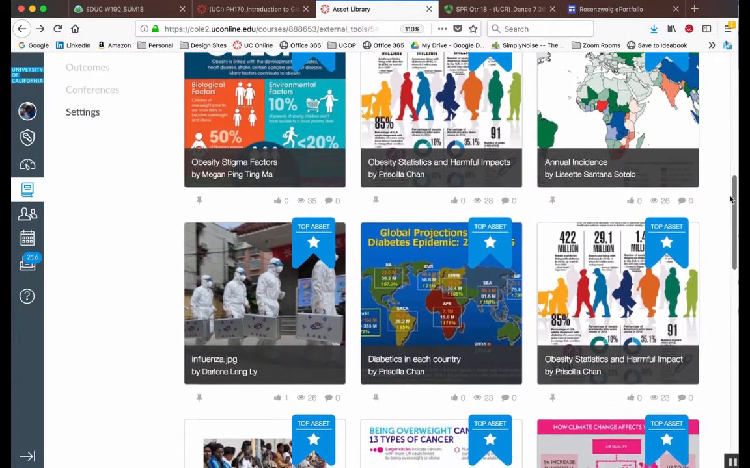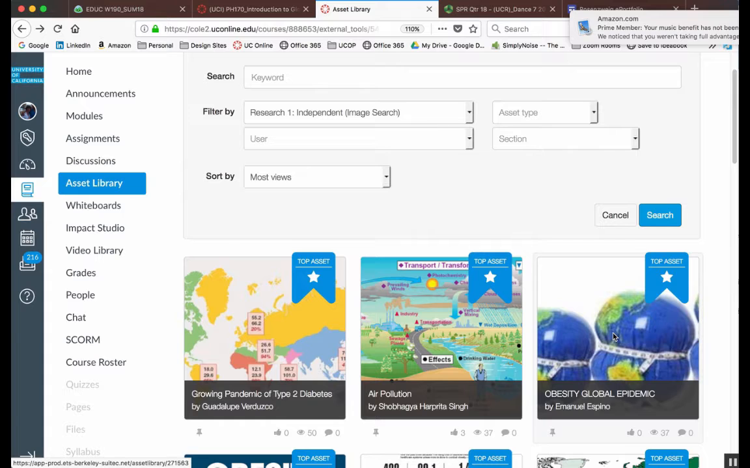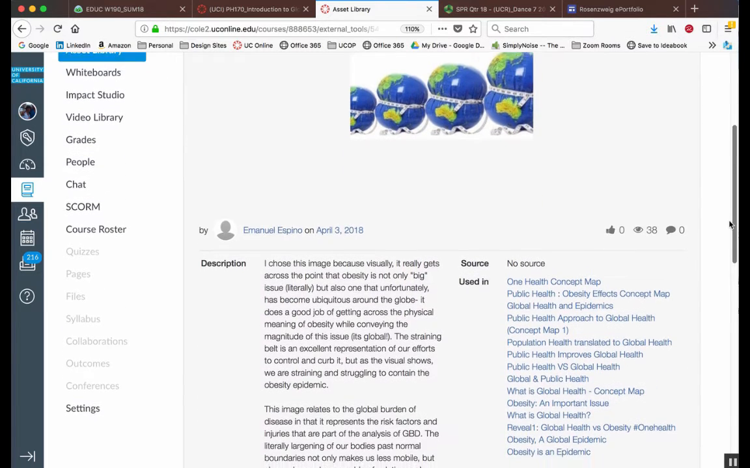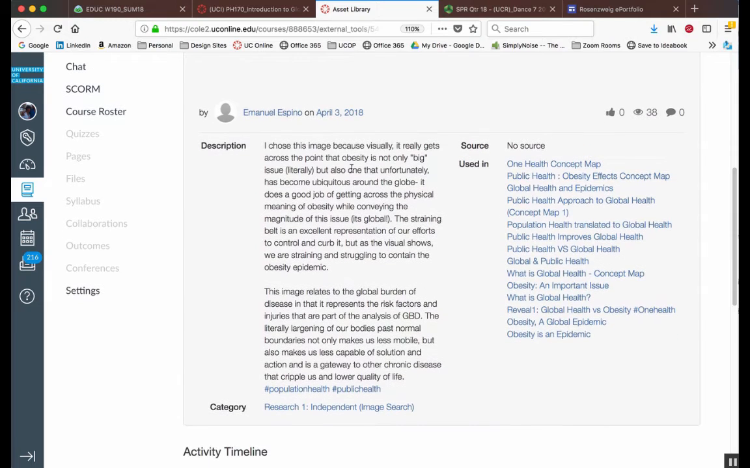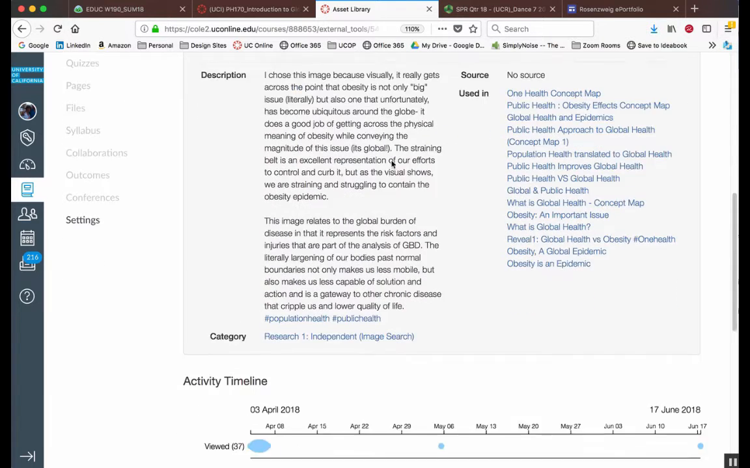And so you can see that this is the asset library here. This is an application that was created at Berkeley specifically for this purpose. And in the example I'm going to show you, I'm going to show you a top asset, meaning it was one of the most viewed and liked or appreciated assets for that assignment. The student posted the image having to do with obesity. The students were asked in this assignment then to describe why they chose that image and how they believe it represents the epidemic that they were studying.